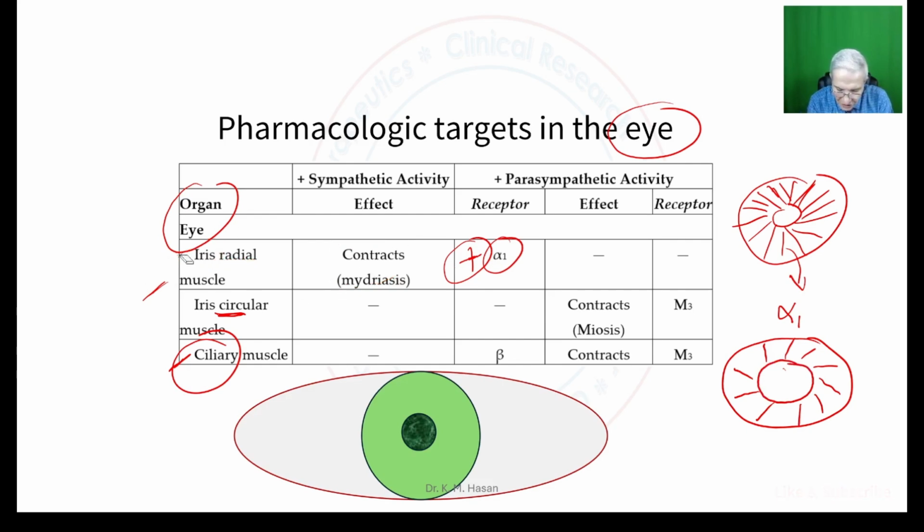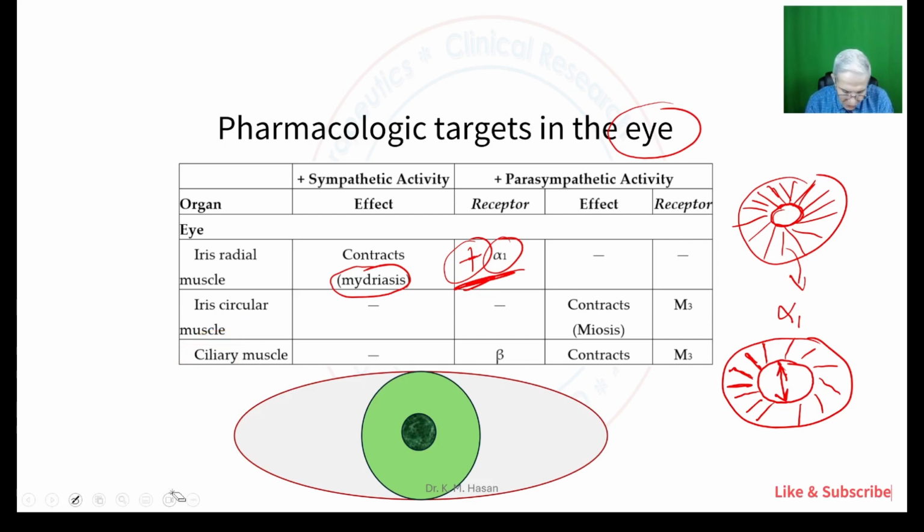As you can see here, if you activate alpha 1 receptor, this will lead to the contraction of the radial muscle, and this will lead to the mydriasis. If you compare this diameter of the iris with this one here, we have a case called mydriasis, dilation of the pupil. That's number one.